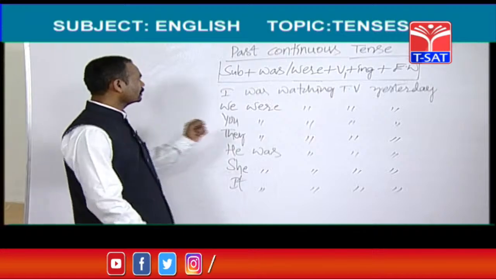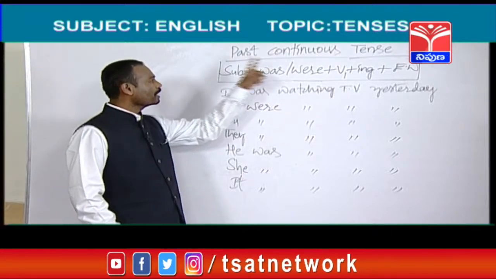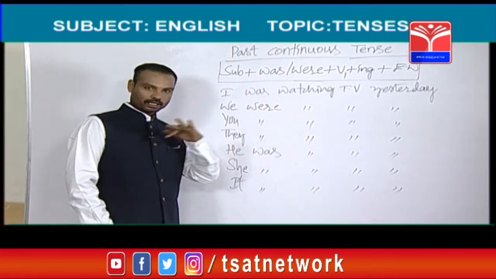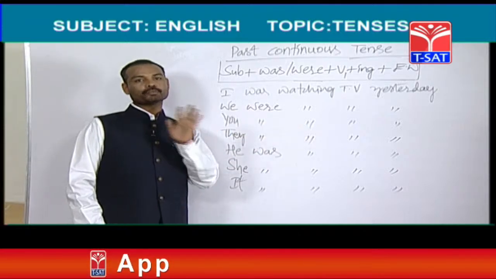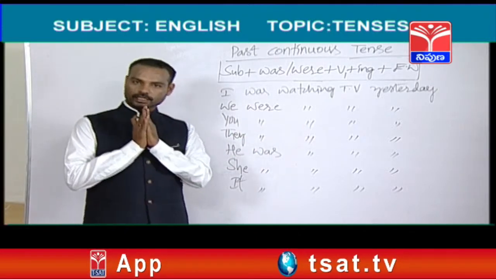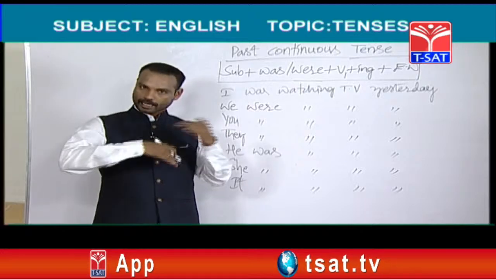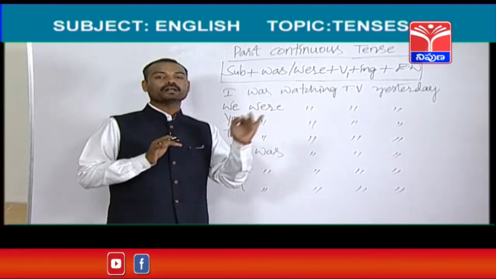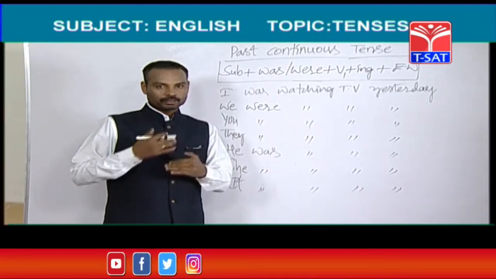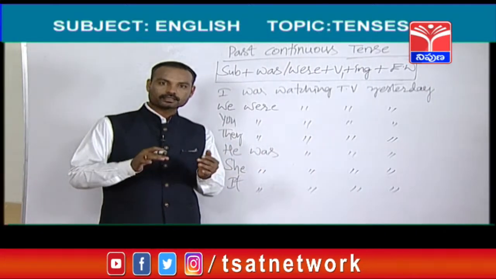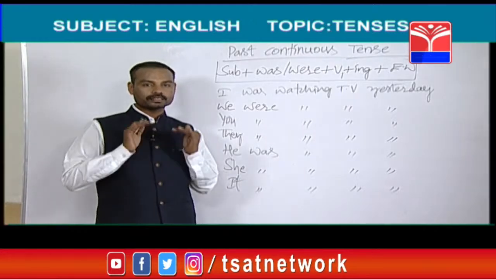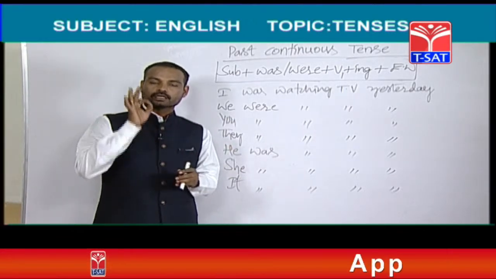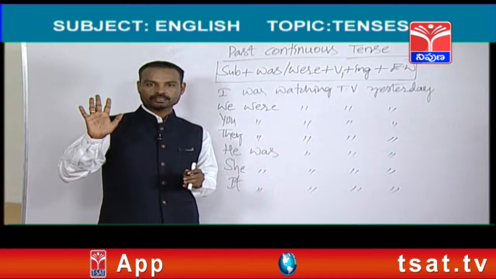Friends, let's learn another tense, that is past continuous tense. Now I am going to tell you the definition of past continuous. The tense which is used to indicate an action which was going on at some time in the past is called past continuous. Do you want me to explain once again? Yes, I am going to explain once again. Listen to me very clearly. Tense name is past continuous tense.